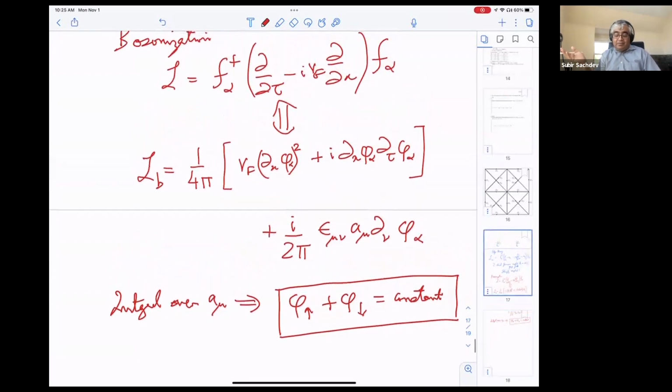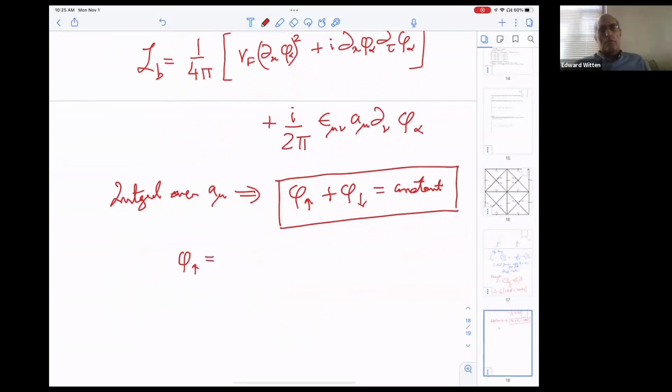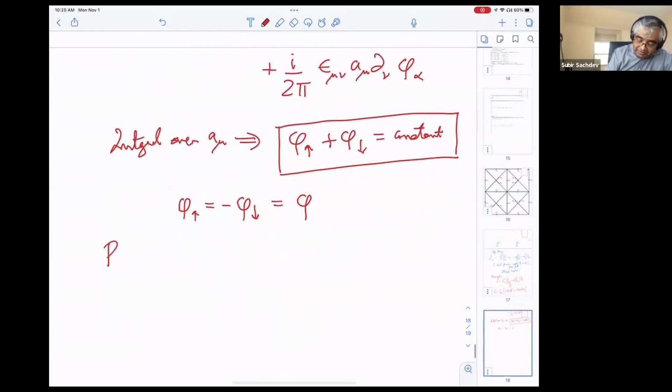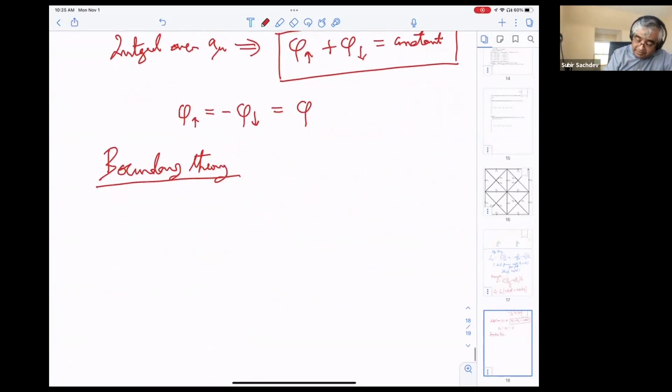So therefore, I can now go back to my Lagrangian and define phi up equals minus phi down equals phi, without an index. And my boundary theory, now this is the final boundary theory, is a free theory, but it's not a free theory of free fermions. Okay, so that boundary theory is LB.